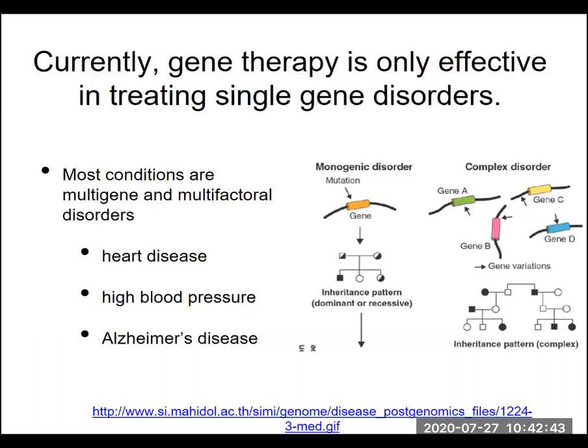Things like heart disease, high blood pressure, and Alzheimer's disease have lots of genes that are involved with them, lots of environmental factors that are involved with them, lots of other things that are going on. And so because of that, it becomes more and more difficult to treat something if there are a lot of things that are causing the disease. And so we're at the cusp of being able to treat these monogenetic or single gene disorders, but we're still probably quite a ways away from treating these multiple gene disorders as well.